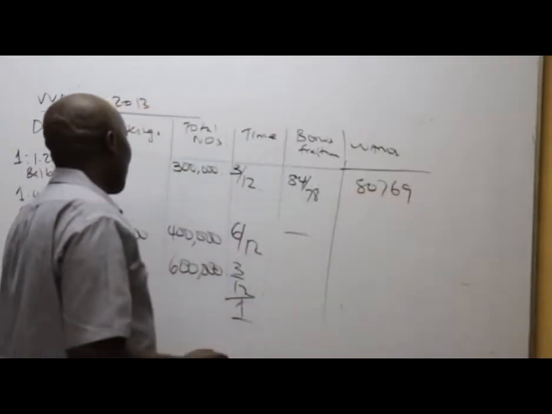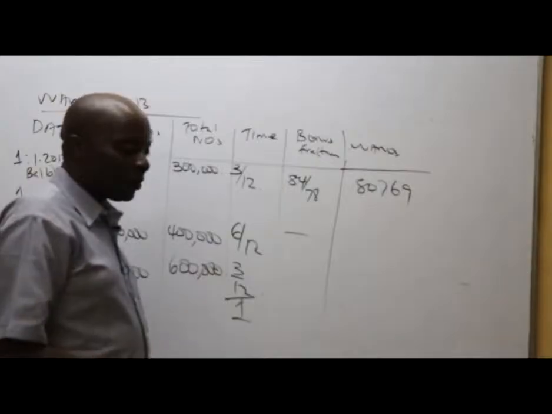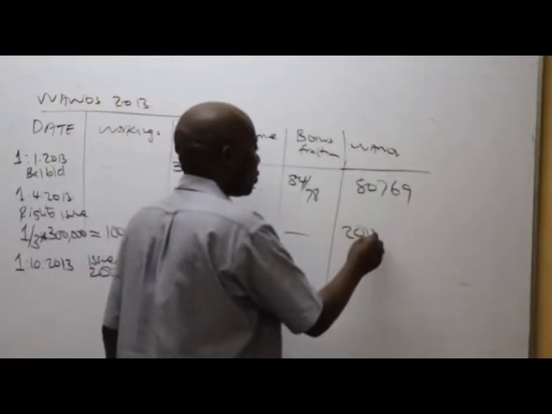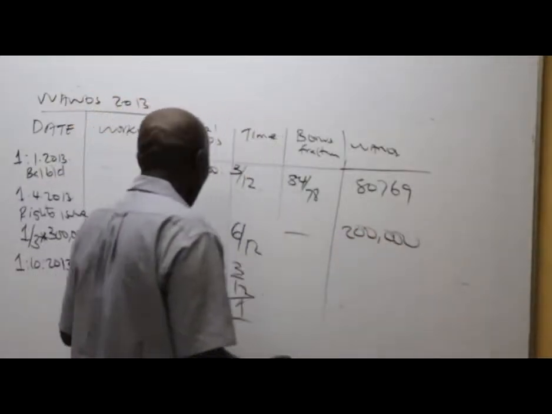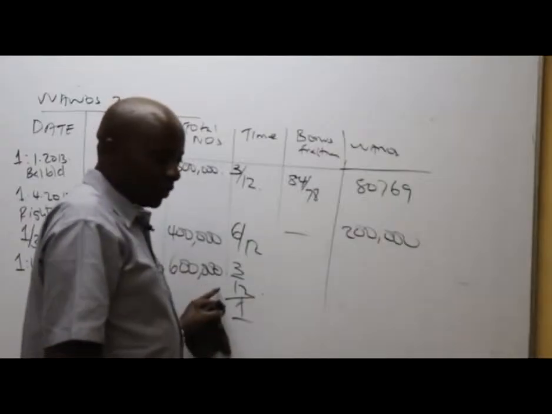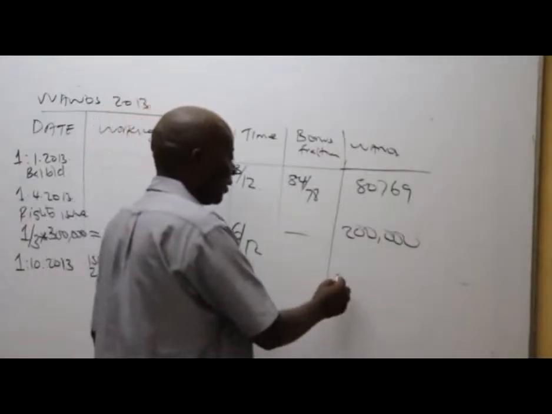How about the second one? 400,000 times 6 over 12 gives me 200,000. Thank you very much. And then now we have the last one, 600,000 times 3 over 12, which gives me 150,000.